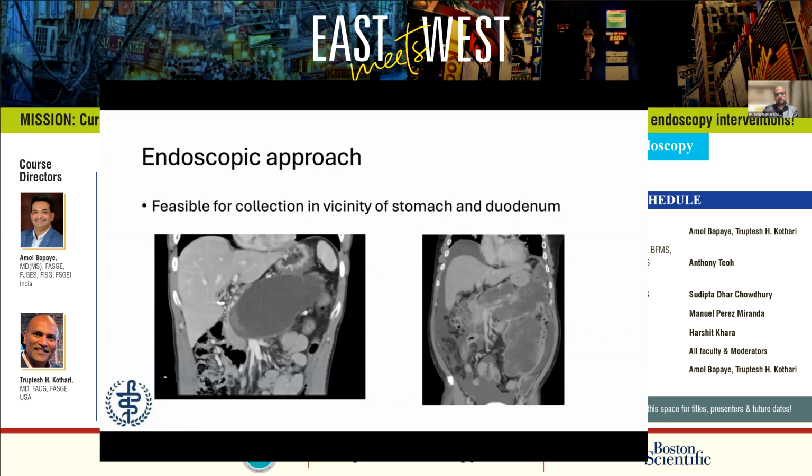So the endoscopic approach is primarily feasible for fluid collections which are in the vicinity of the stomach. However, fluid collections such as this, which are multiple along the right and left paracolic gutter, are better dealt with by a percutaneous technique.